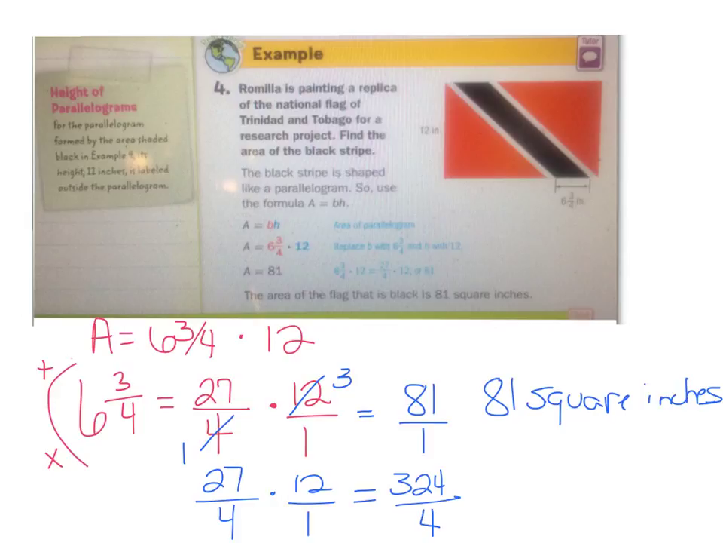324 over 4. If we were to divide that, we would get 81. 4 goes into 32 8 times. 8 times 4 is 32. 4 goes into 4 one time. So you see we got the same answer.